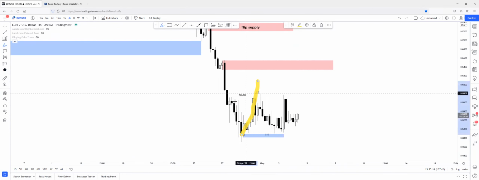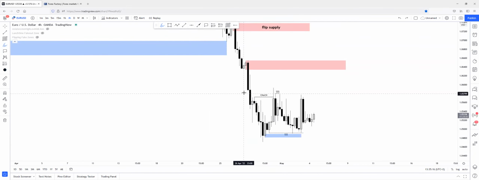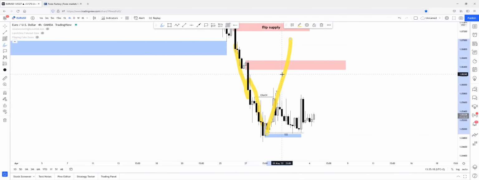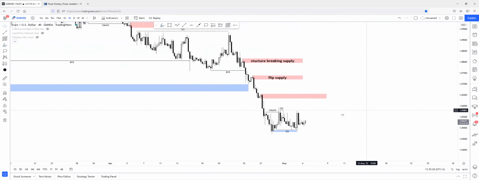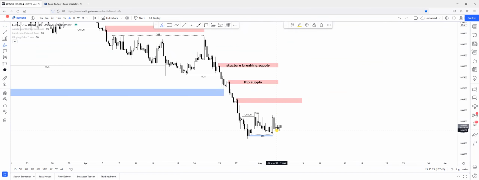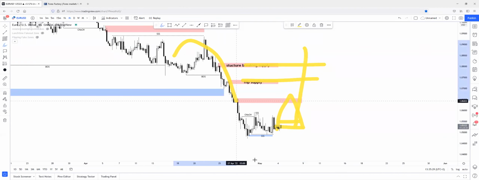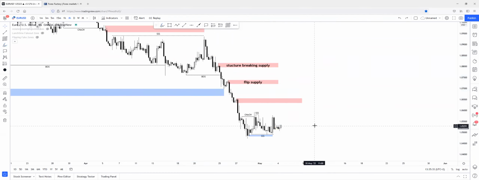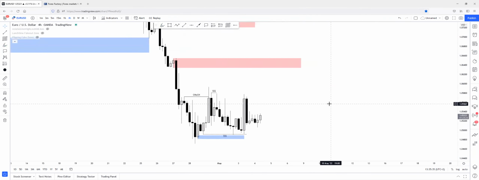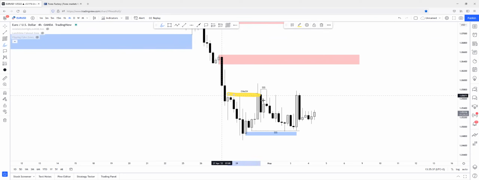Here was a change of character to the upside, but this was a weak change of character. You can't really count this as a change of character because the trend is extremely bearish. You need at least a strong change of character to actually reverse price. If a strong change of character happens, for example, price breaks above this supply zone, then I believe higher supply areas will be tapped, because we need a strong change of character in order to reverse this extremely bearish trend. So price has reversed here and created the weak change of character on the 4-hour chart to the upside.